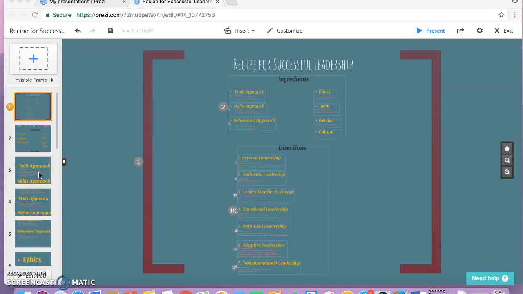So I chose to do my concept map as a recipe for successful leadership because I think that all of the different leadership theories and topics that we talked about this semester kind of build off of each other to help create a well-rounded, successful leader.